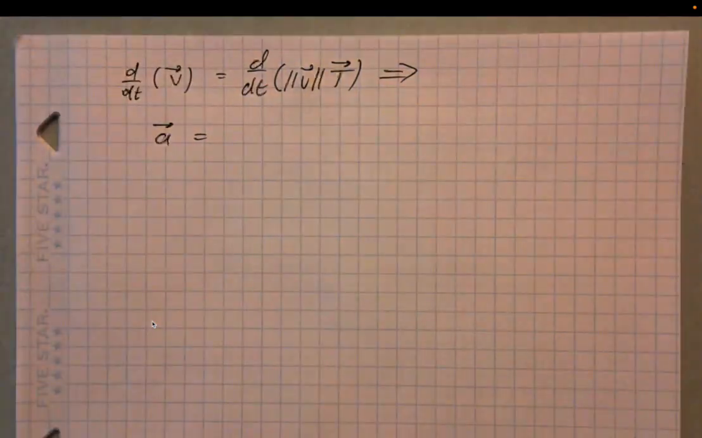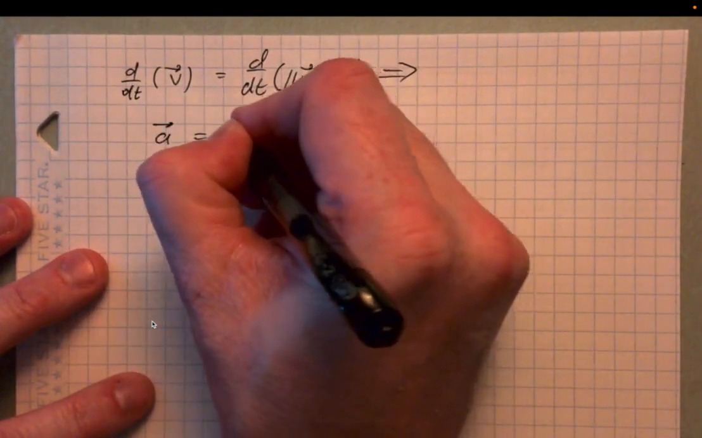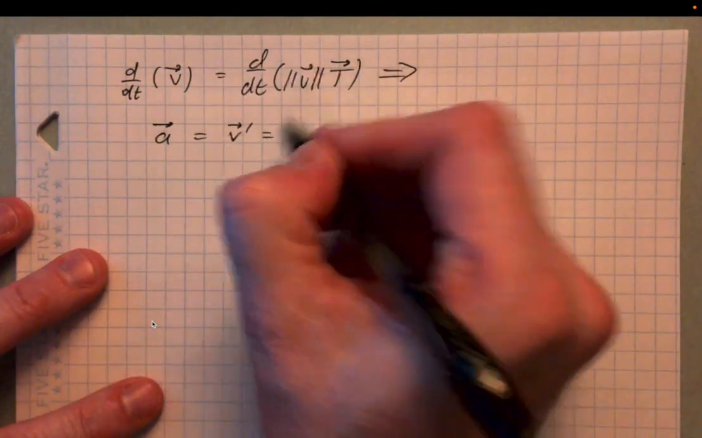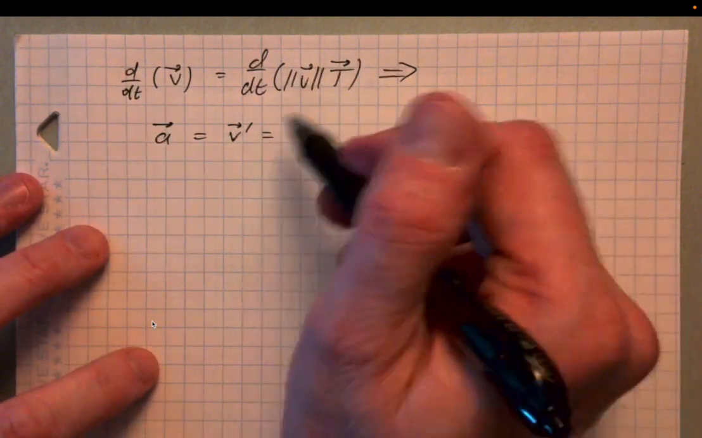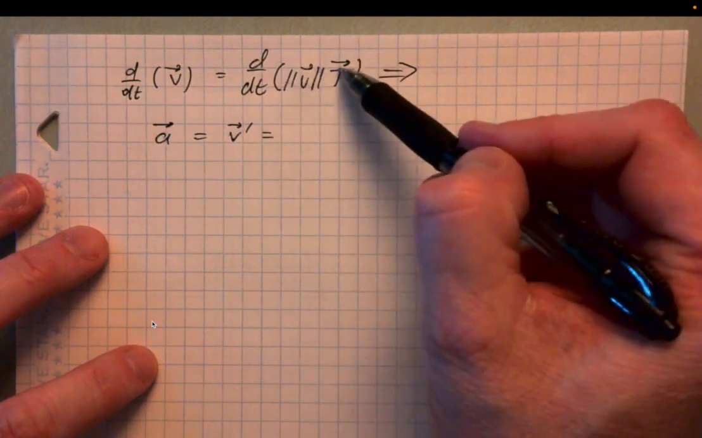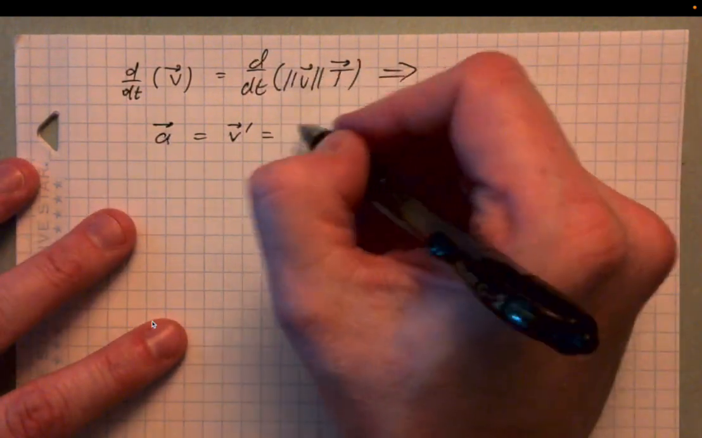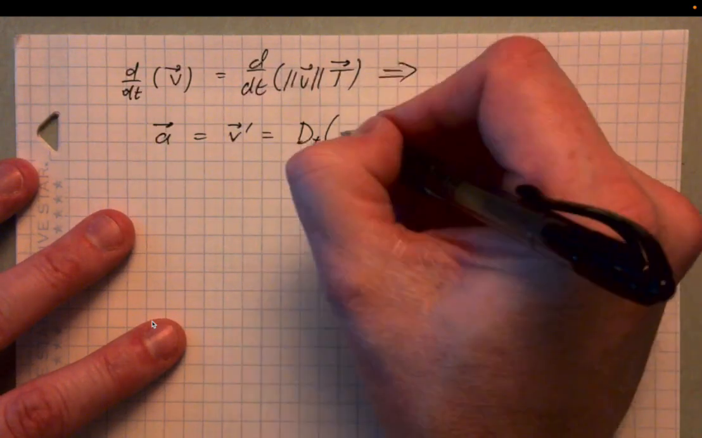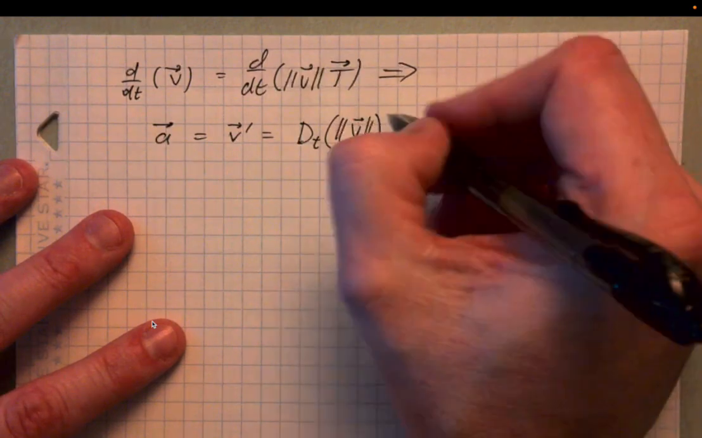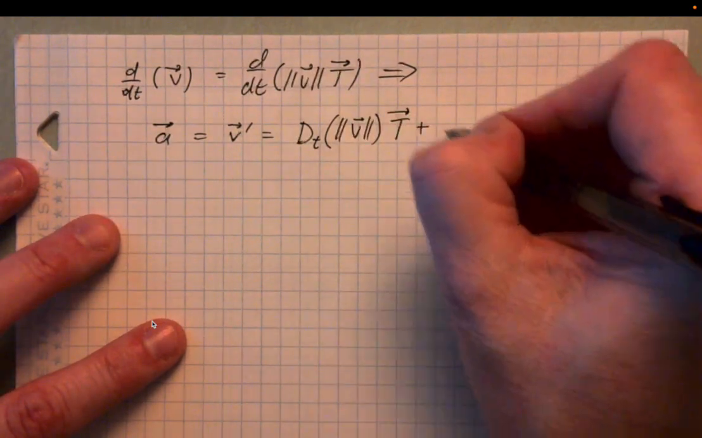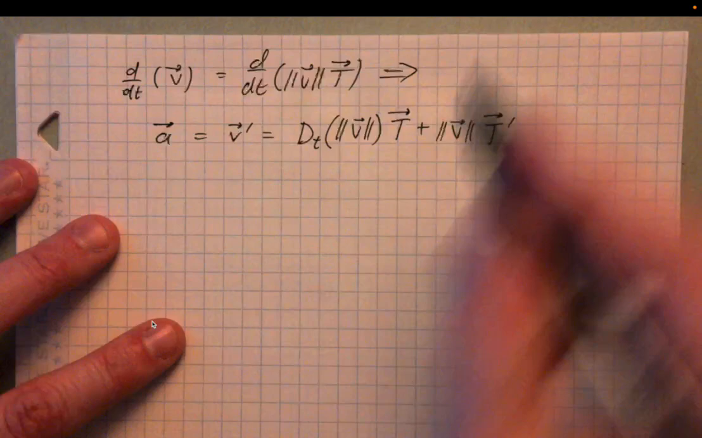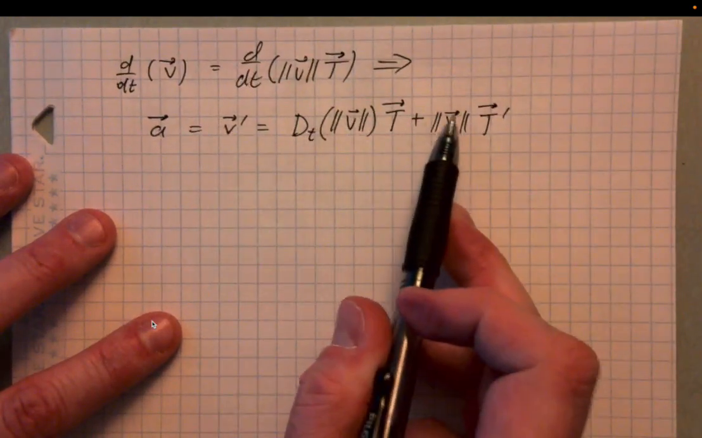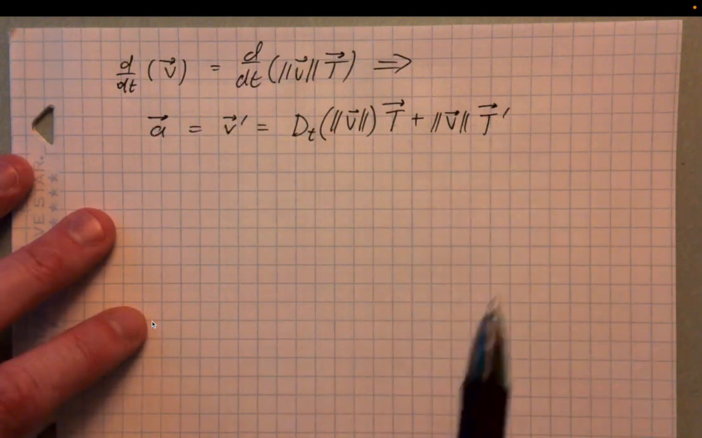Well, this is the derivative, but I'm also going to write v prime. And then we need to differentiate this thing here, right? So this is going to be kind of a product rule kind of thing. This is a function of t, this is a vector valued function. So we write d/dt of the norm of v times T, plus the norm of v times T prime. Right, we can differentiate T. So I take this derivative times T plus the norm of v times the derivative of T.